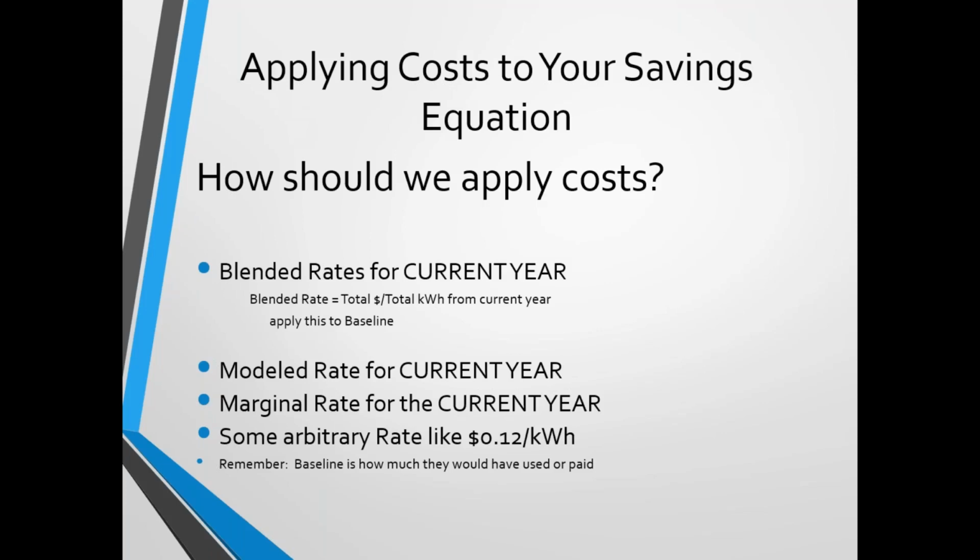Now, I understand a lot of ESCO contracts have these minimum charges, where we're going to use the maximum of the current rate or the rate at the time of signing the contract. We're not going to talk about this. This is mostly a rates class, but I understand that that is also something to be concerned about.